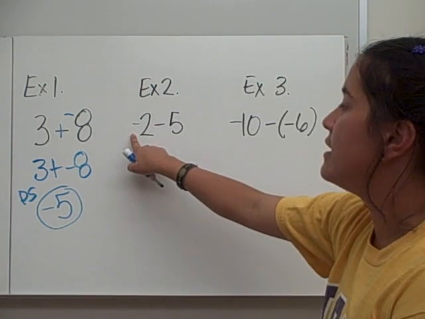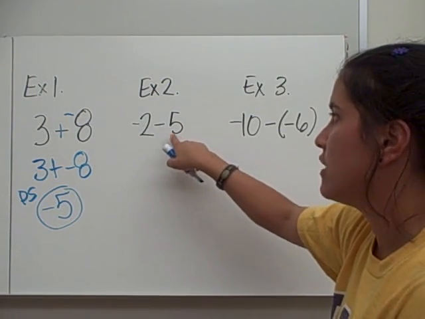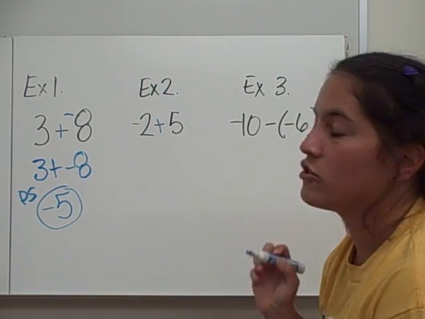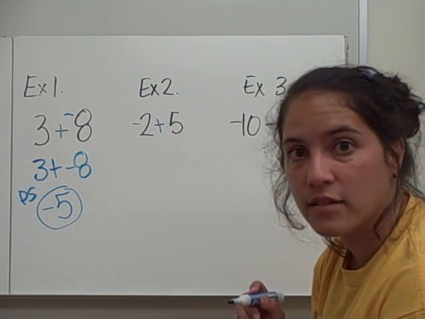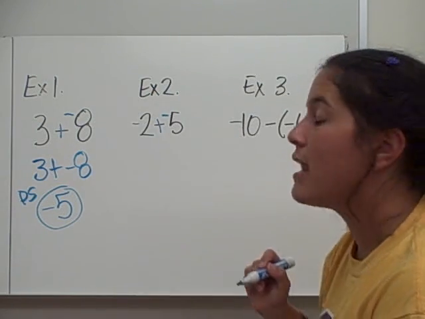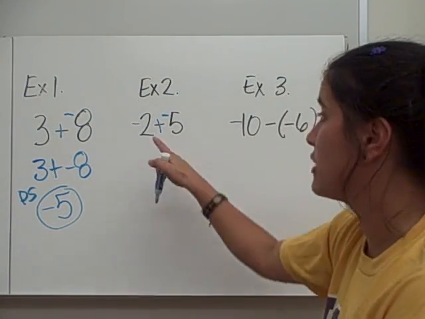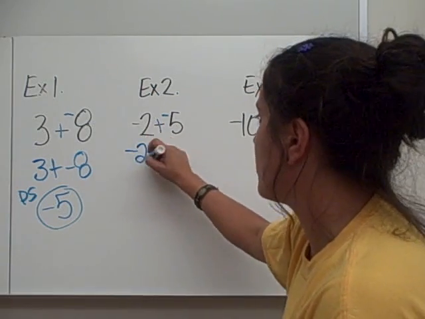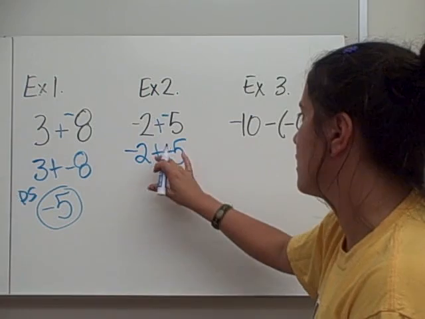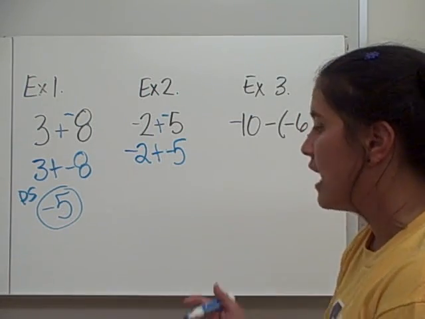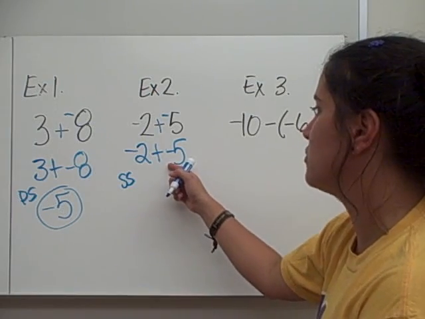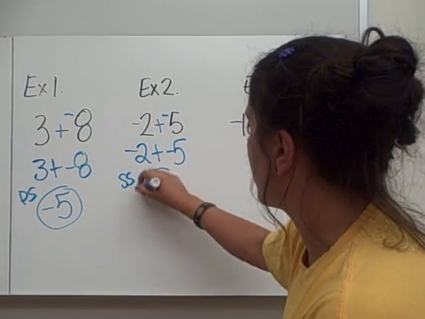Example 2. Negative 2 minus 5. We have a minus sign, so I have to touch twice. First touch is change the minus to a plus, and the second touch is on the 5. I'm going to change the 5 to a negative 5. Now I have touched it twice. You can see the blue marks. My new problem is negative 2 plus negative 5. That is a same sign problem, so I'm going to add negative 2 plus negative 5, and I get negative 7.